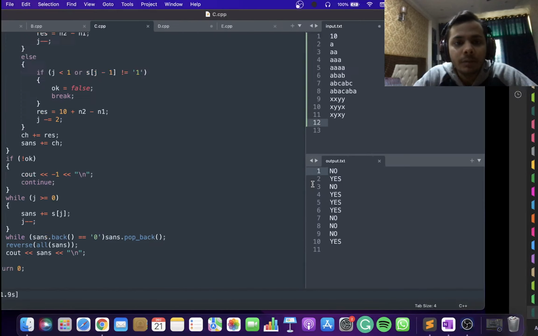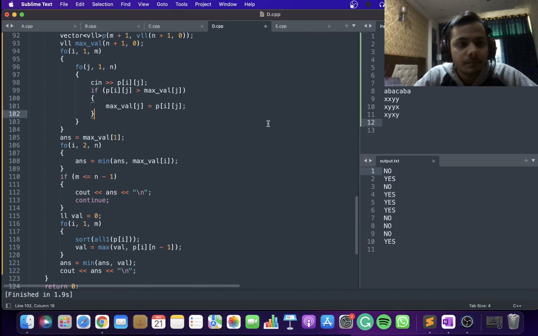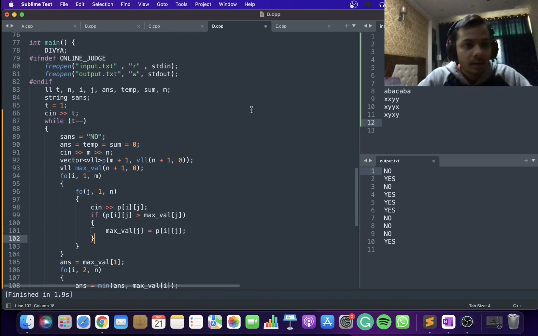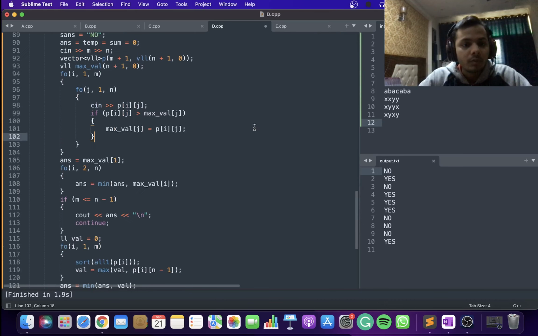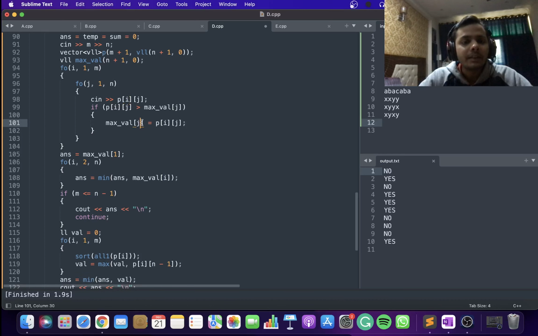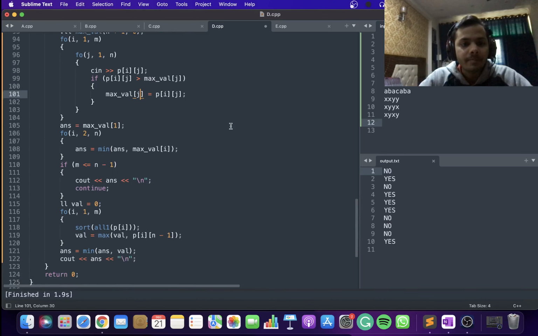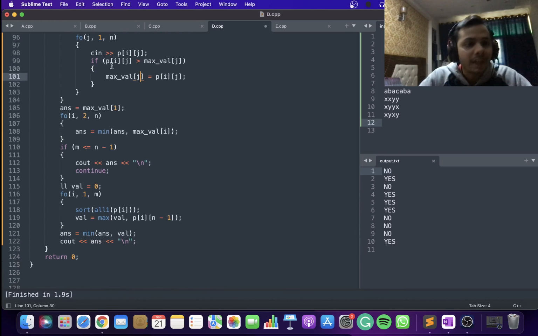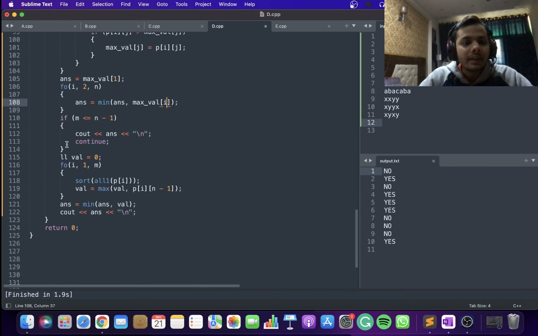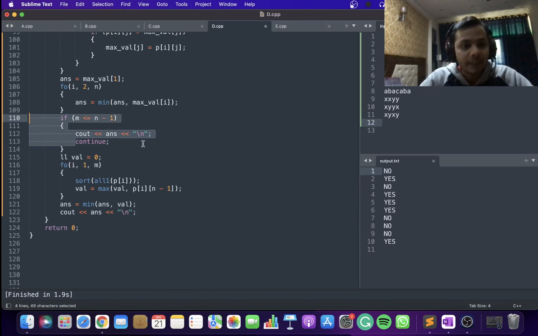Let's have a look at the code now. Okay. So what I'm doing is I am first of all taking Pij as an input, and then I am calculating max val of j for all j's. And once done, I am taking the minimum among all the max vals. So I have my val1 calculated here. Then if m is less than or equal to n minus 1, my answer is just going to be the answer. That's again a very obvious thing.